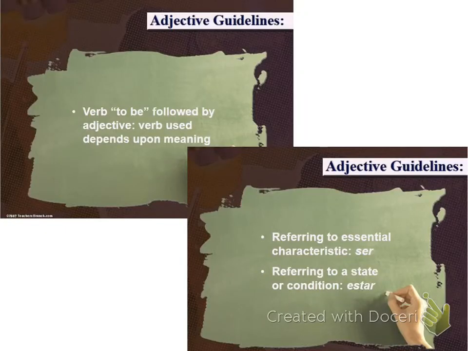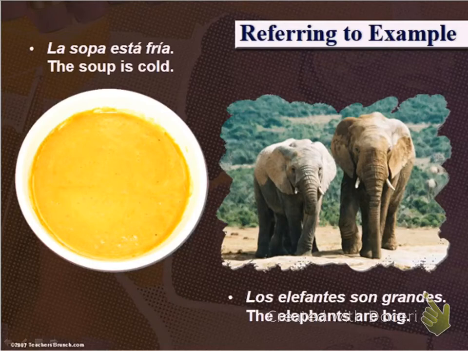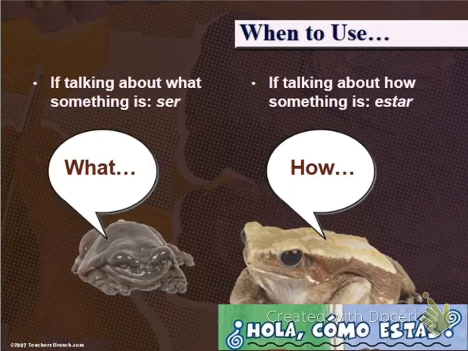Okay. Normally when you're talking about a characteristic or a personality trait of somebody, you're going to use ser. If you're talking about a state or condition, you're going to use estar. So soup being cold, yes, I know the soup was at one time hot and now it's cold. That's more of a condition versus the elephants are big. They're always going to be big. Which is more permanent and a characteristic.